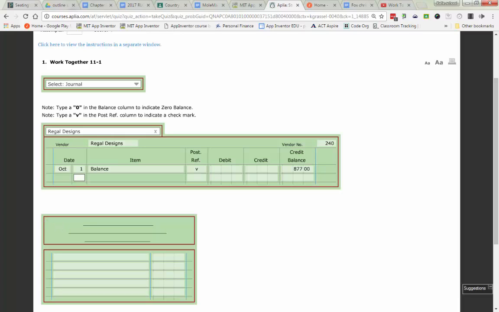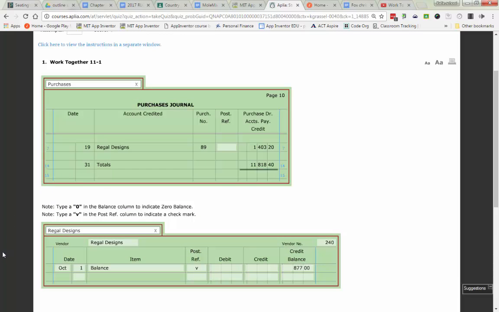So I'm going to open up the purchases journal on the top. And they only gave us a partial journal, so this will make it much easier to look at. What we need to realize when I look at my purchases journal is this column right here says accounts credited. And right here it gives me the name of my business, Regal Design. There is only one column here for numbers, so guess what I'm doing to Regal Designs? Crediting it $1,403.20. Because that's what it says here, account credited, and here's my value.